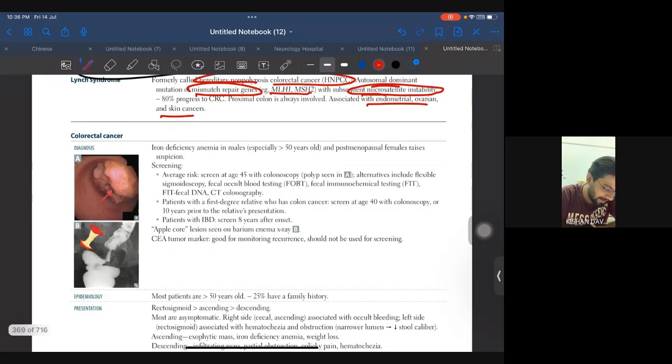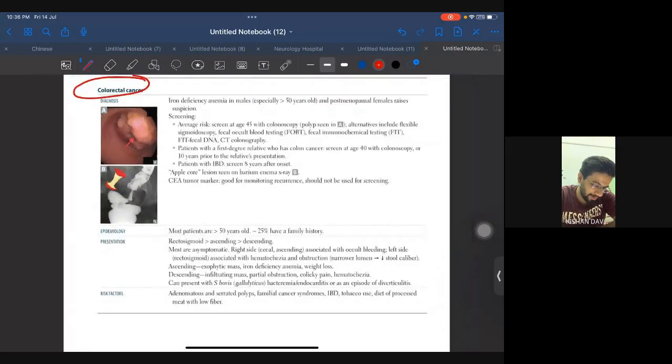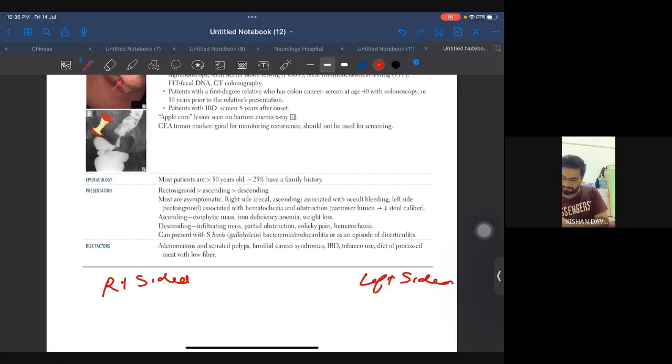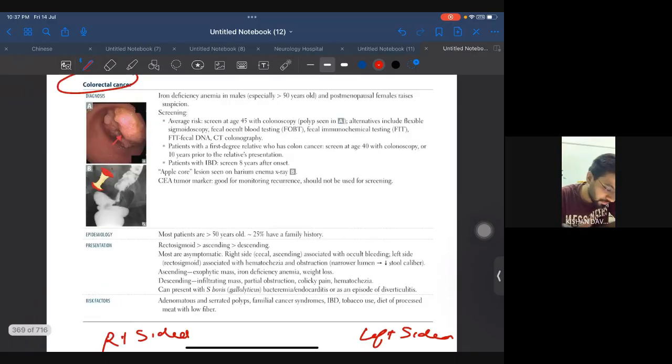Coming to colorectal cancer. In colorectal cancer, they ask you whether it is the right-sided colon or the left-sided colon. Okay, they will ask you. So let's just write it down. Left-sided or right-sided, what is the main problem? Let's discuss first, no problem.